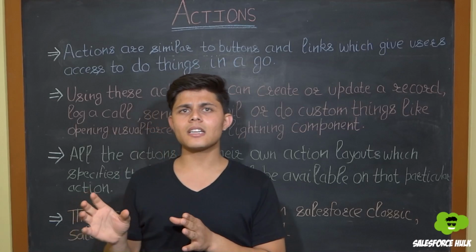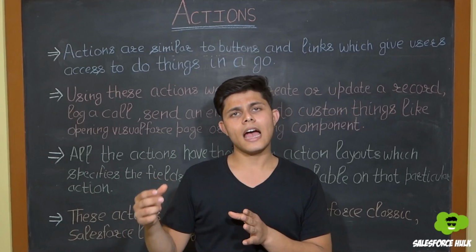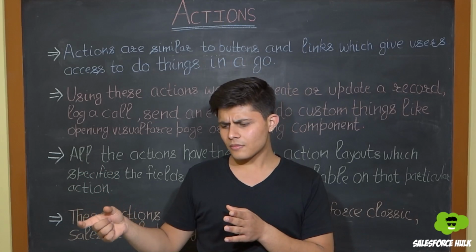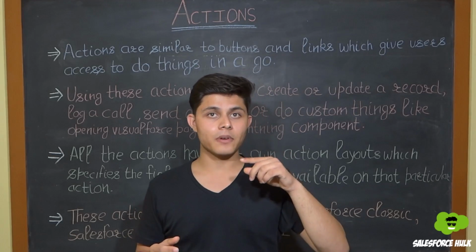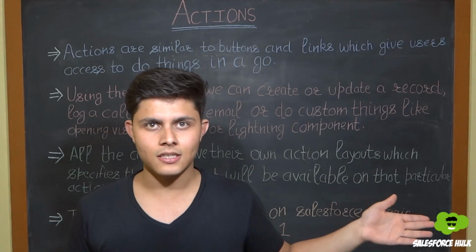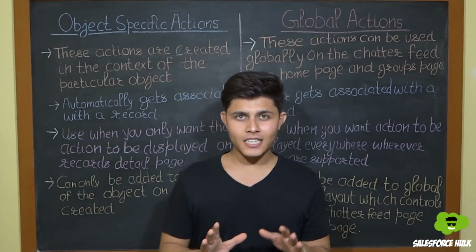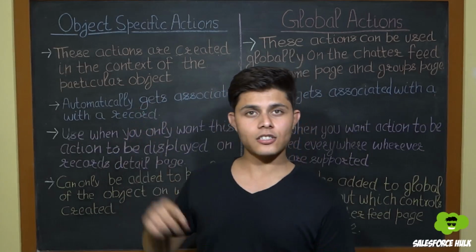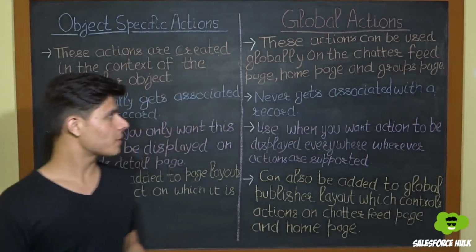Global pages are basically, in Salesforce Classic, the home page and chatter page, and in Salesforce One it's like chatter feeds, or you can say groups pages, on which these global actions will appear, which we're going to see right next. So now let's see how many types of actions we have in Salesforce. Basically we have two types of actions in Salesforce. First is object specific actions and second one is global actions. Let's see what is the basic difference between both of them.